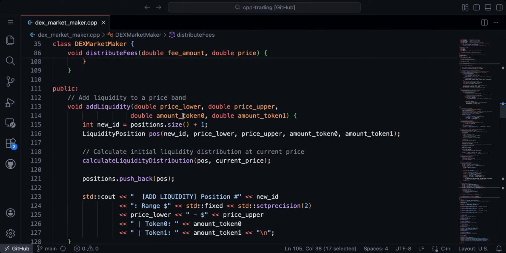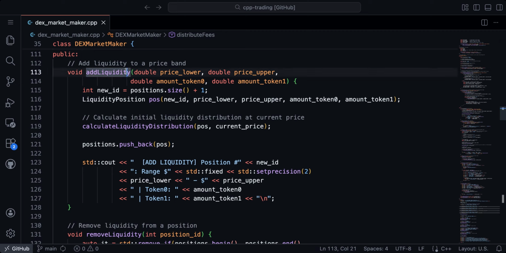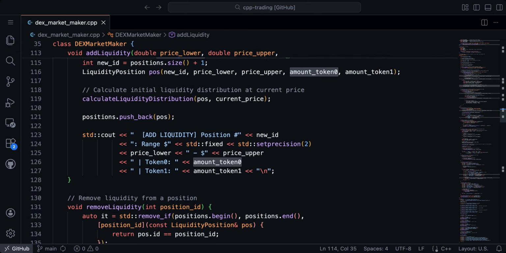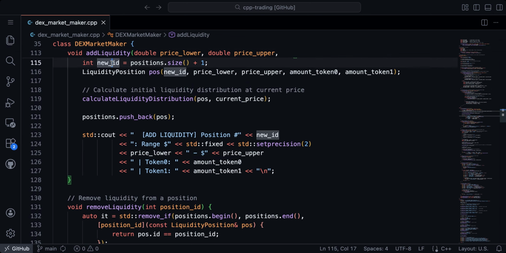Now let's look at the public methods. The add liquidity method takes 4 parameters: price lower and price upper as doubles, defining the price range, and amount token 0 and amount token 1 as doubles representing the initial amounts of each token. We create a new position ID by taking the current size of the positions vector and adding 1. We create a new liquidity position using the constructor with these parameters.